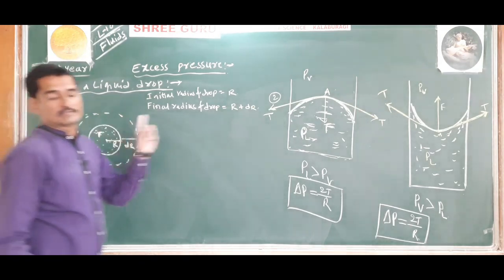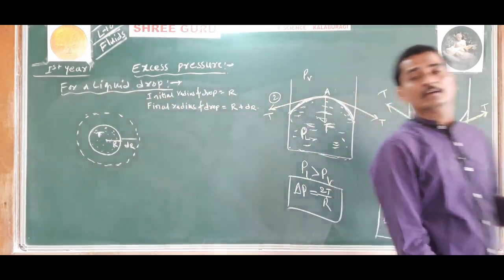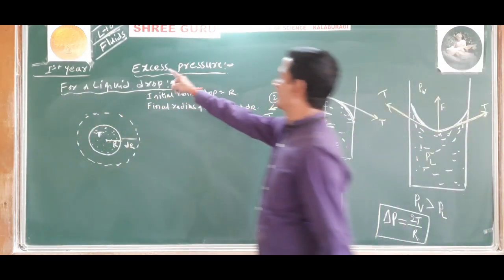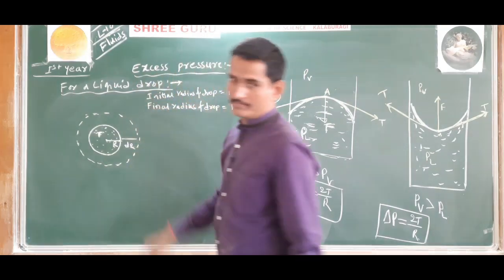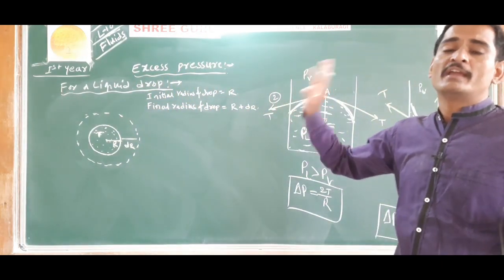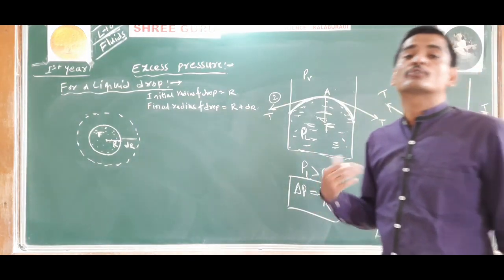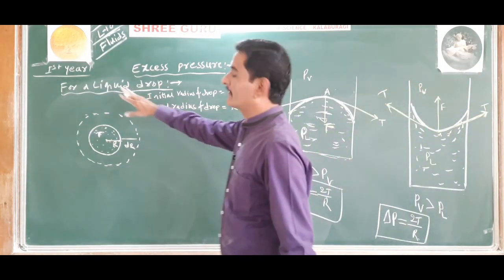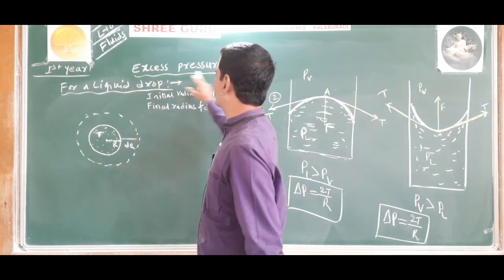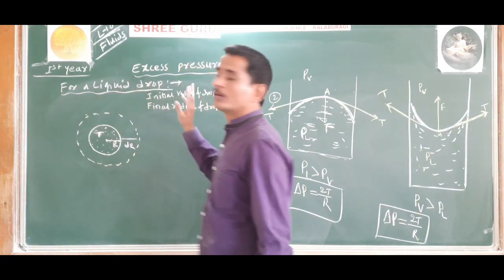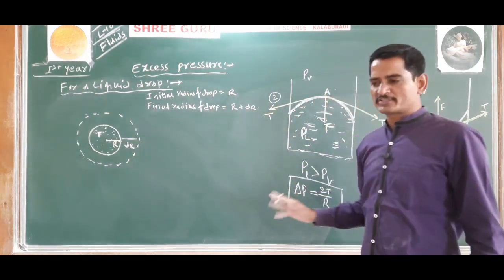Once again I will explain. I am deriving an expression for excess of pressure for a liquid drop. See it carefully, and after seeing this you only have to do it for the soap bubble. You have to derive the formula for excess of pressure for a soap bubble. Understood? After watching this one.